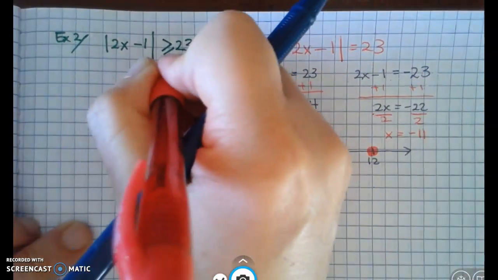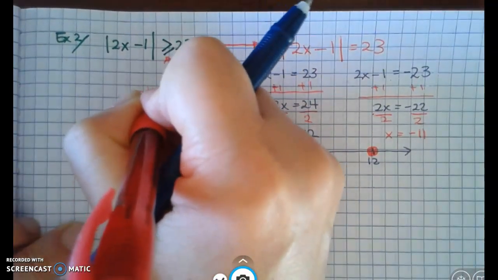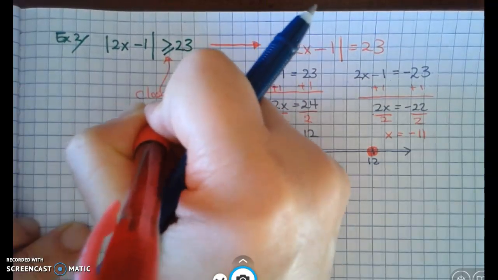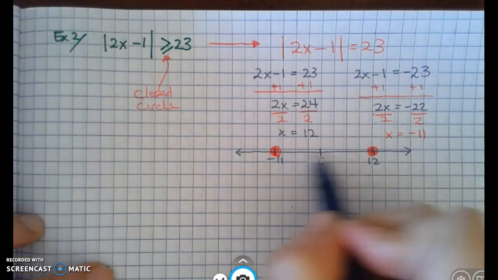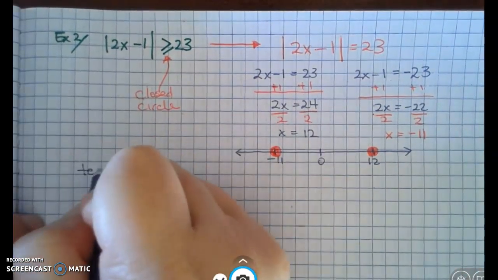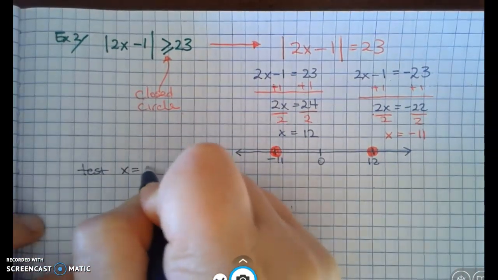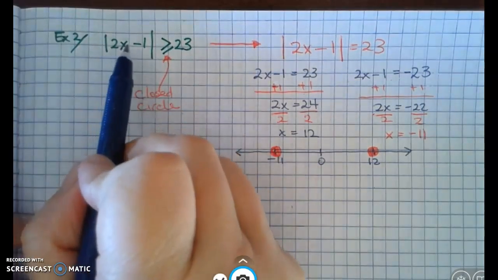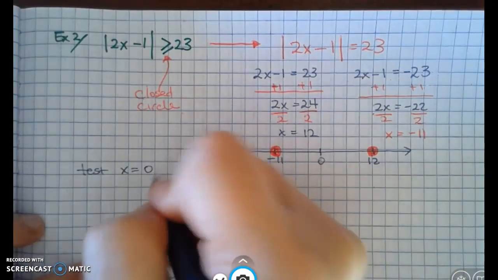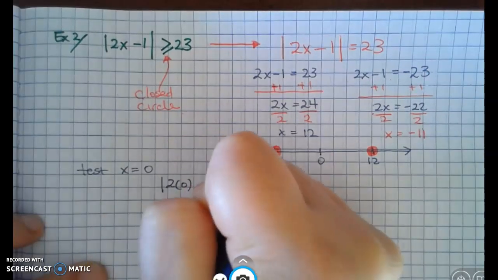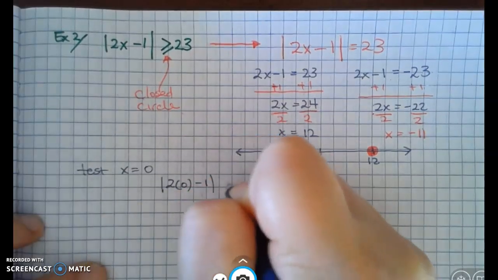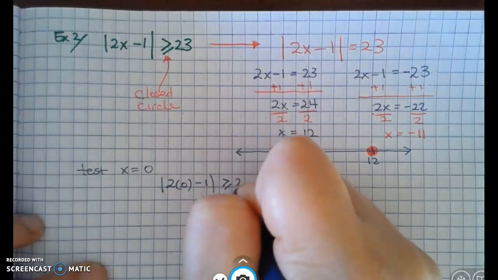So this tells me this is going to be a closed circle. Okay, and now I need to check. I am going to test again with x equals 0 in the original inequality. So that becomes the absolute value of 2 times 0 minus 1. Is that greater than 23?